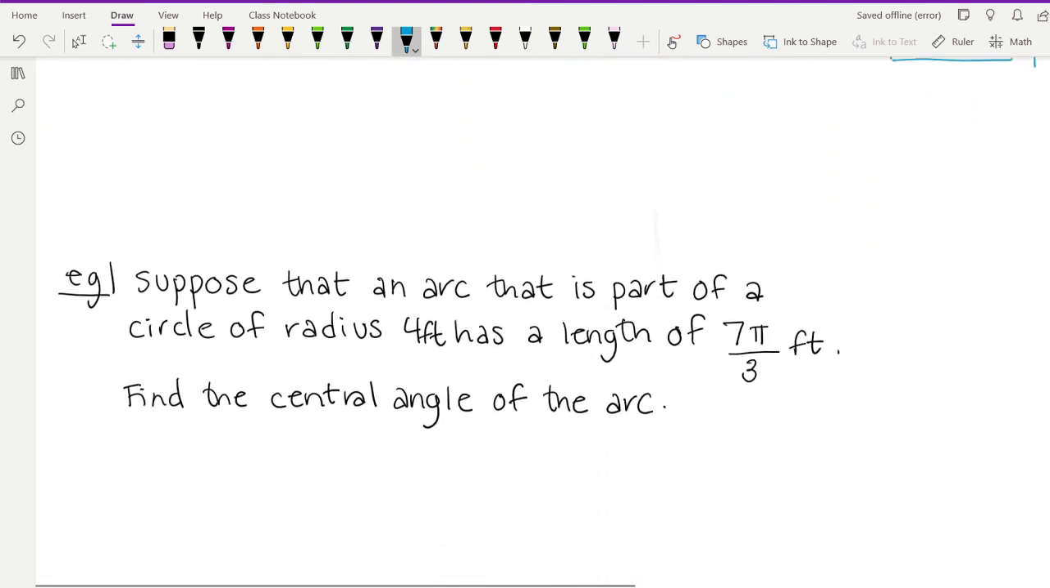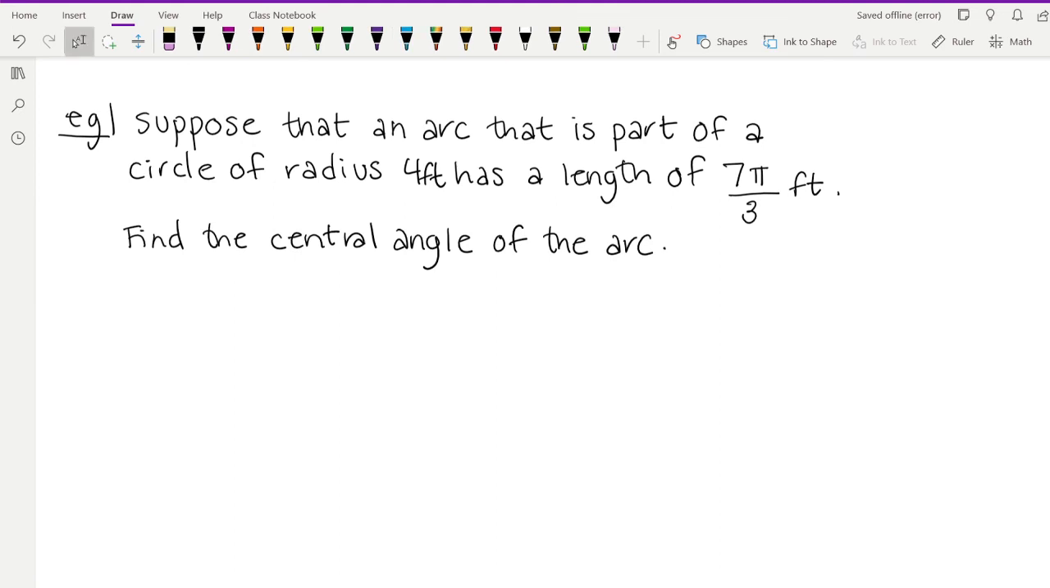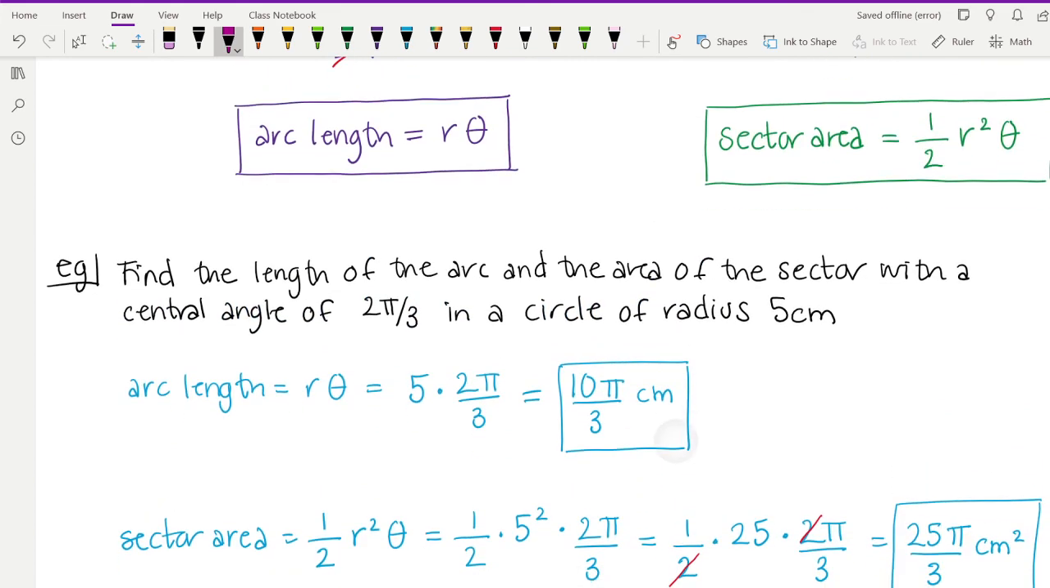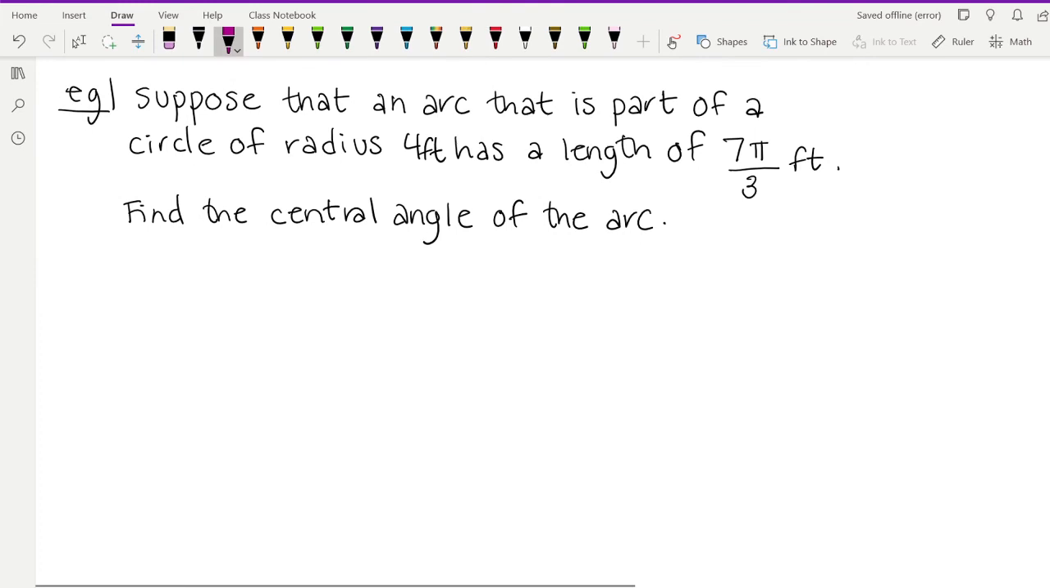Okay, last problem. This is going to be working backwards. This says, suppose that an arc that is part of a circle of radius 4 feet has a length of 7 pi over 3 feet. And we need to find the central angle of that arc. This problem in some ways might feel a little trickier, but it's actually just using our exact same formula. That arc length formula, arc length is equal to r times theta. The only difference is that this time, instead of finding the arc length, we're going to be using this formula to find the central angle.